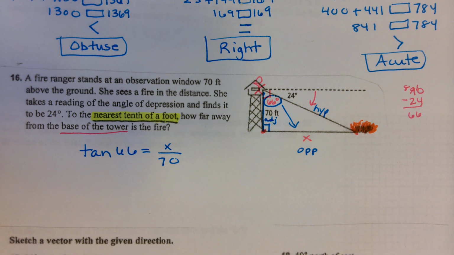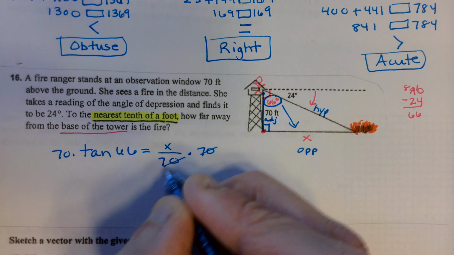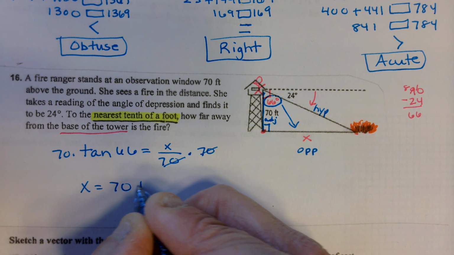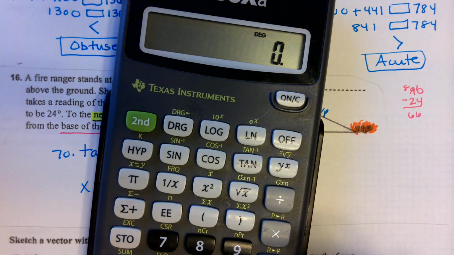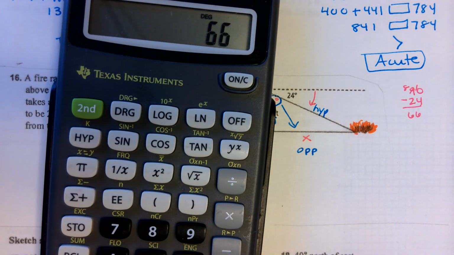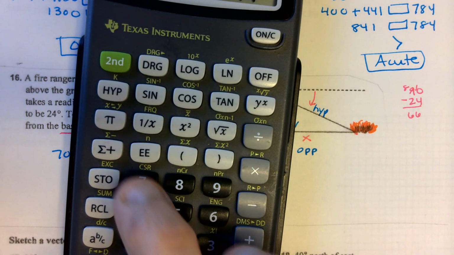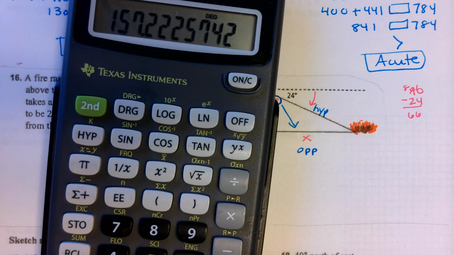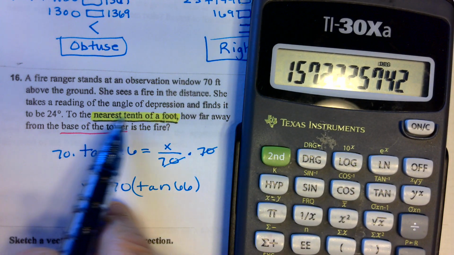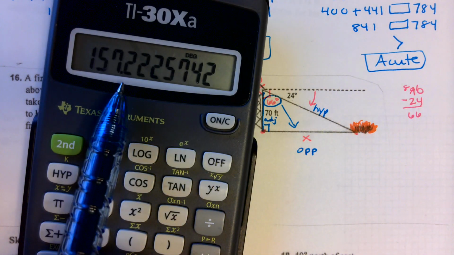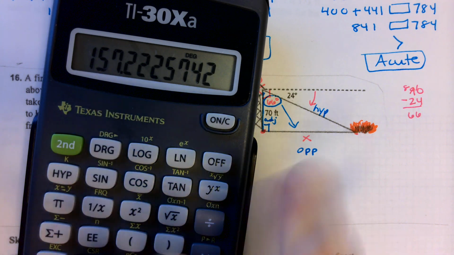And now we just need to solve by multiplying by 70. X is equal to 70 times tangent of 66. Remember, these go together, never to be separated. So I'm going to do 66 tangent times 70 equals. Now, before I erase that, I'm going to look and see what was it, nearest tenth of a foot. So here's my tenths place. I look after it's a 2. That doesn't do anything, so it's 157.2.